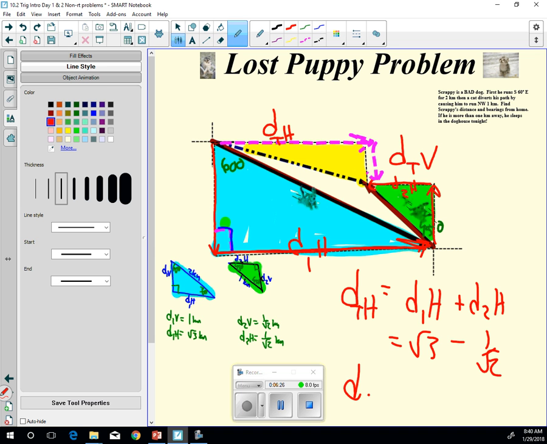And then for my vertical distance, what you're going to do is you're going to go down distance 1 vertical, and then what are you going to do for distance 2 vertical? What are you going to do with that?